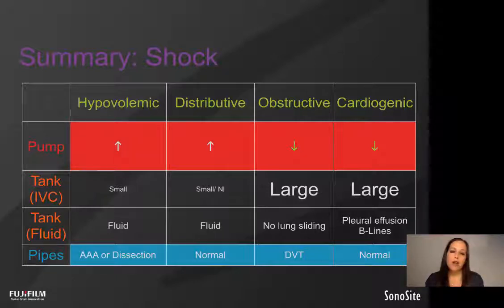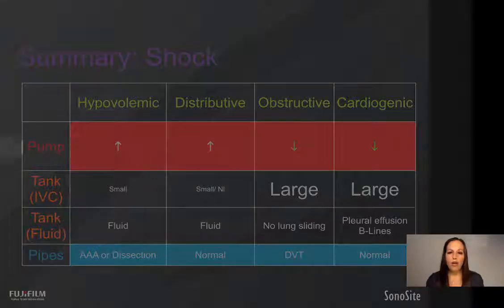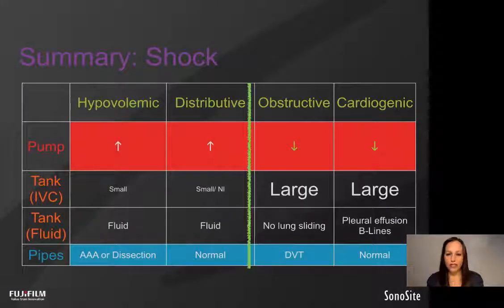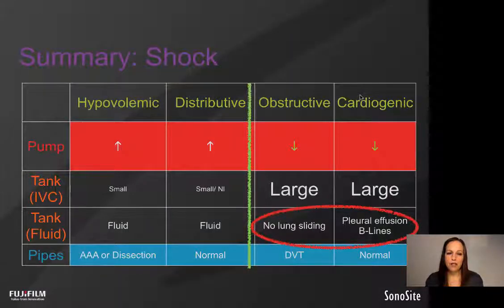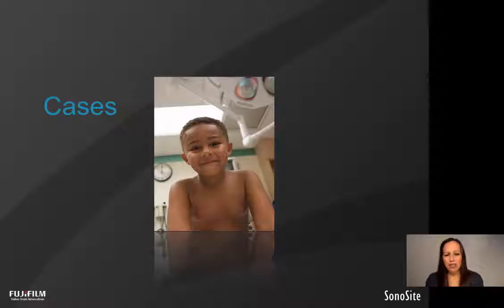So if we're starting with the heart here on top, now if we have deficits of contractility, we can already eliminate about half of the etiologies of shock. So the heart isn't functioning in obstructive and cardiogenic shock. Then if we move on to the lung, if we don't have lung sliding, that would signify a pneumothorax, such as an obstructive shock. Or if we have a lot of B-lines, that may be cardiogenic shock. So now we can move on to cases and see how we can actually apply this RUSH protocol to pediatric patients.